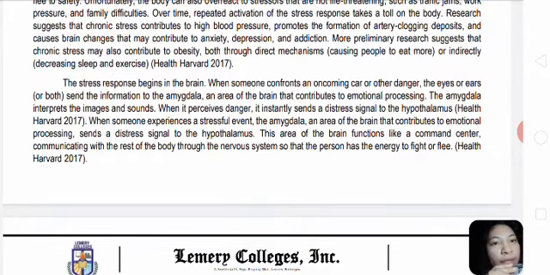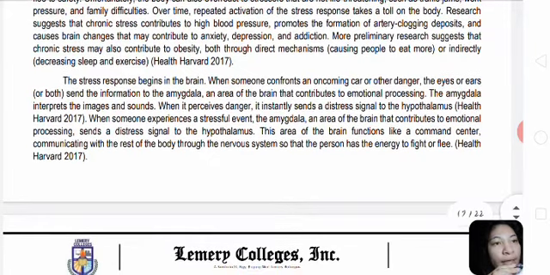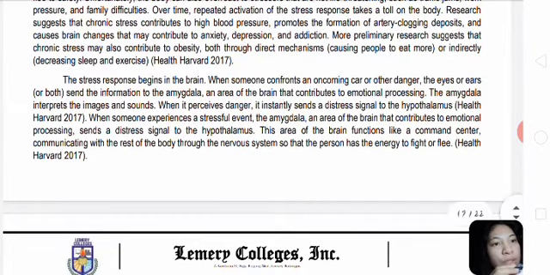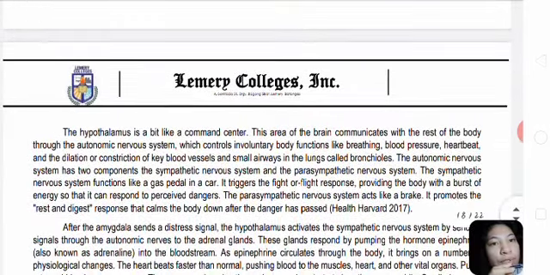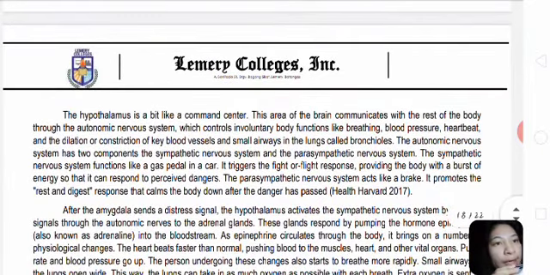When someone experiences a stressful event, the amygdala sends a distress signal to the hypothalamus. This area of the brain functions like a command center, communicating with the rest of the body through the nervous system so that the person has the energy to fight or flee.